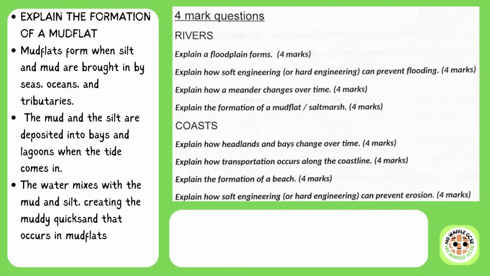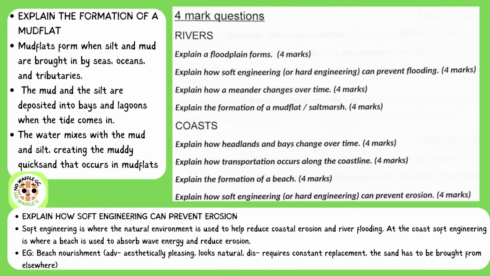Okay, and looking at the coasts 4 marker: explain how soft engineering or hard engineering can prevent erosion. So we started off by defining soft engineering. It's where the natural environment is used to help reduce coastal erosion and river flooding. At the coast, soft engineering is where a beach is used to absorb wave energy and reduce erosion. So an example of this is beach nourishment, which is when they pretty much bring sand and put it onto a beach.